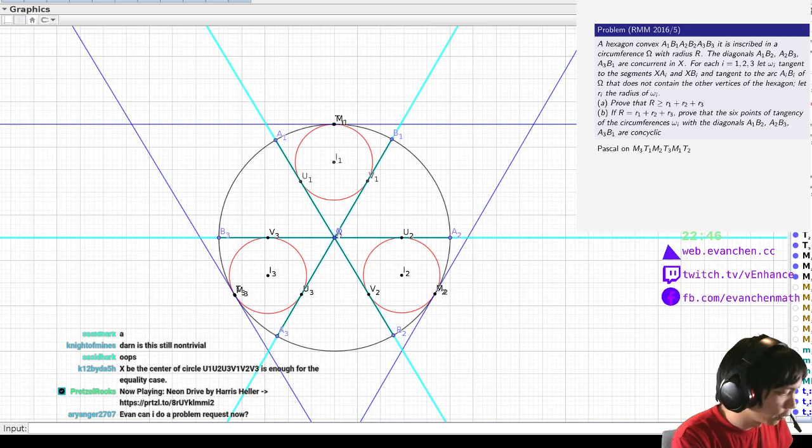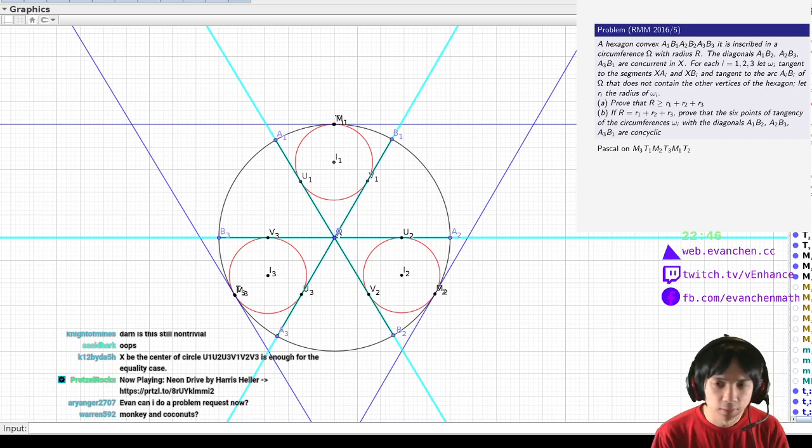Can I do a problem request now? Probably not, because there's another like 6 in the queue already. I think I'm just being dumb. I should be able to work this out.